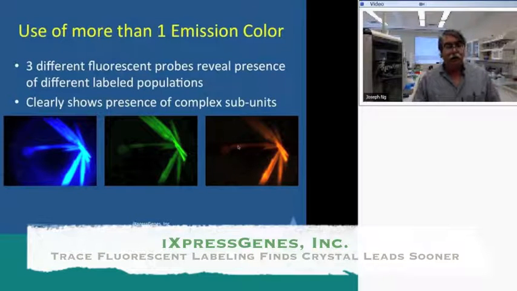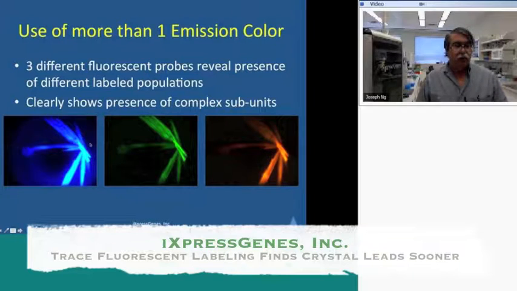We can use more than one emission color, which I alluded to earlier on. In this case, I took the same protein and labeled 3 different populations of it with 3 different fluorescent probes, one emitting blue, one emitting green, and the other one emitting orange. Then I mixed them back together again and looked at each population under the appropriate fluorescent conditions, using the appropriate excitation wavelength and filters.